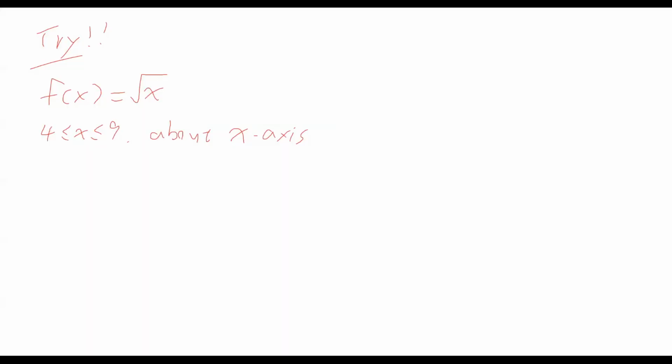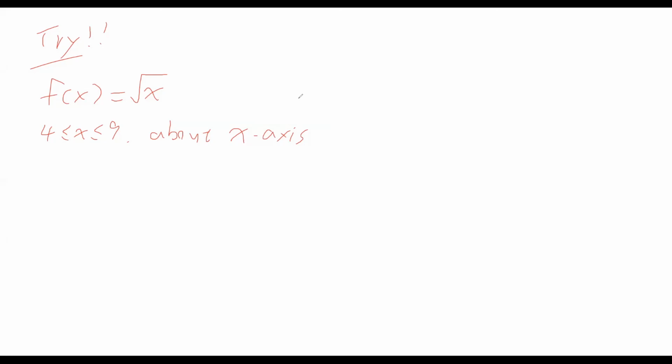All right. Okay, so this one is for you to try on your own. We have the function f of x is equal to radical x, x is between 4 and 9. We want to find the surface area of revolution when it's revolving about the x-axis. Okay, so we're not going to do this one here. Instead, we're going to do this one together when we meet for group work. All right, so definitely give this one a try.